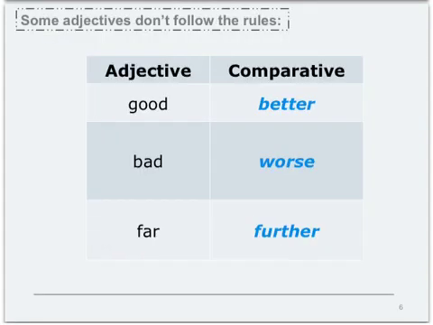There are some other adjectives that don't follow the rules, and these ones you just have to memorize. Good becomes better. Bad becomes worse. Far becomes further. Again, just practice so that you remember how to change these adjectives into comparatives.